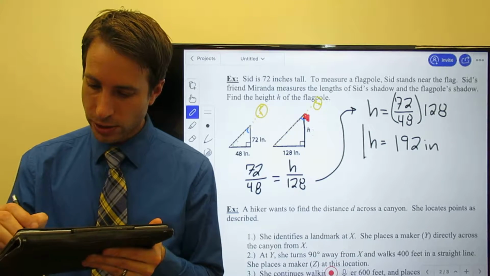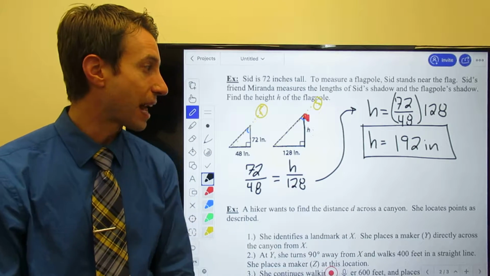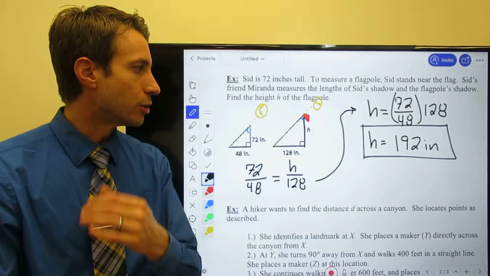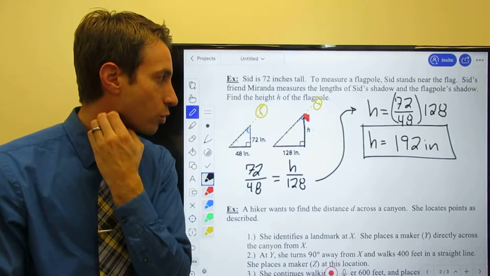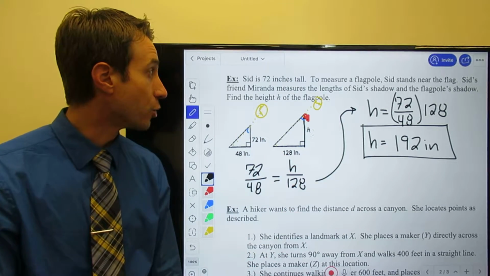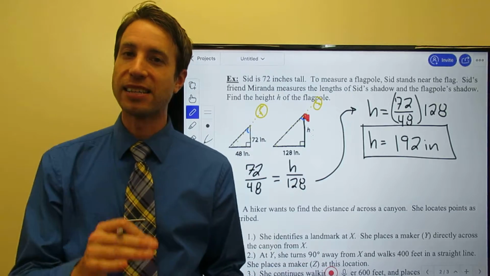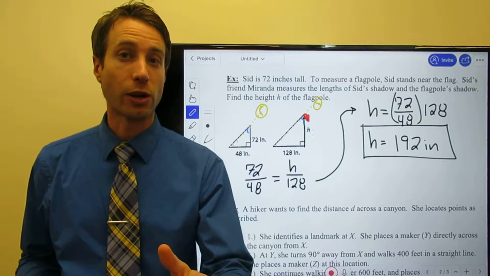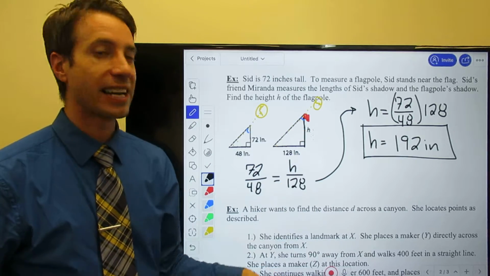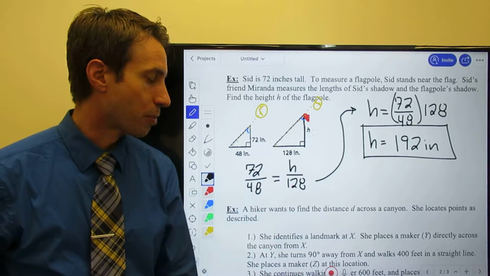And you get 192 inches. What is the height of the flagpole? 192 inches, which you could easily convert into feet by simply dividing by 12. Anyway, the units will match whatever units you were given. So once again, because they are similar triangles, we can set up a proportion and indirectly measure the height of an object based on those proportions.